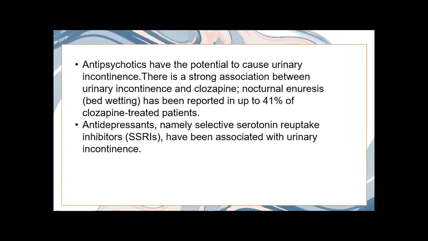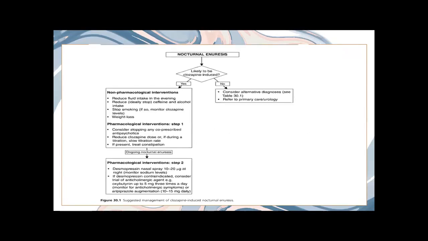Antipsychotics have the potential to cause urinary incontinence. There is a strong association between urinary incontinence and clozapine. Nocturnal enuresis has been reported in up to 41% of clozapine-treated patients. Antidepressants, namely SSRIs, have been associated with urinary incontinence.